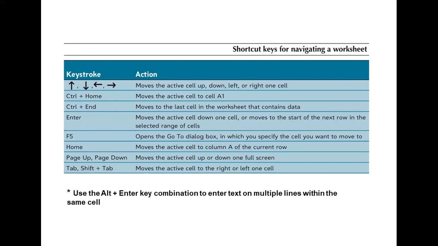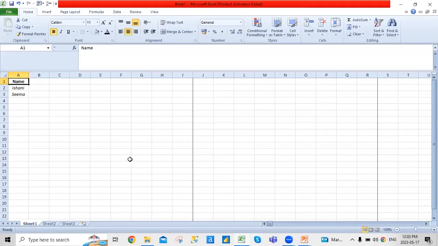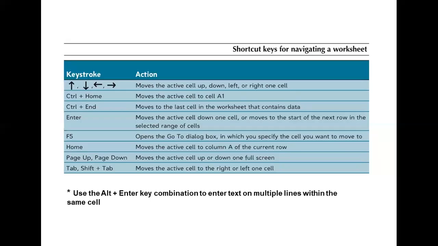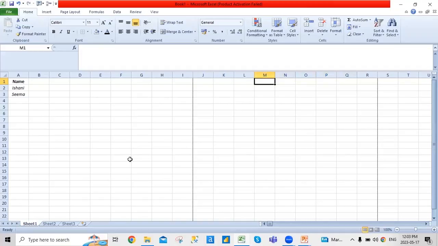Tab, Shift plus Tab. There is Tab to move this way, and if you press Shift plus Tab, it will move the other way. So Tab and Shift plus Tab move the active cell to the right or left by one. Tab is like this and Shift plus Tab is like this. So that's how it basically works. Okay. So these are the shortcut keys that are there in Excel, and for that you work along also.